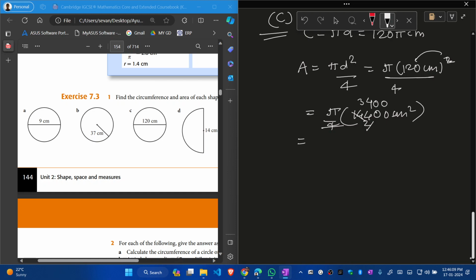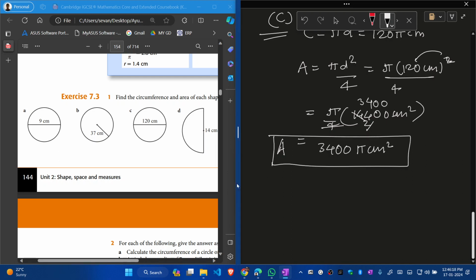Yeah, 0, 0. So it will be 3405 centimeter square. Okay, for fast. And I have a doubt. How did you cut it?